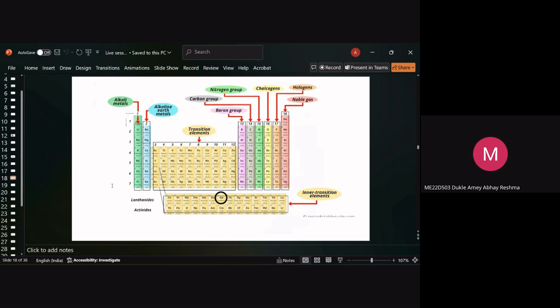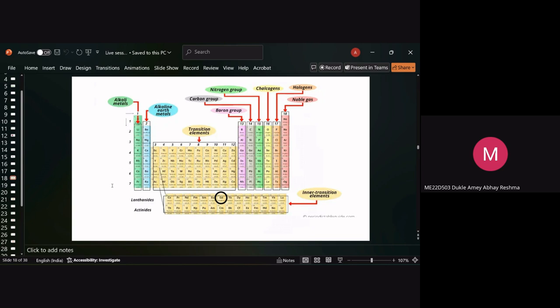Then there are the transition elements, which are basically group 3 to group 12. In the second last and the last rows, you have two more groups. Basically these are the lanthanide group and the actinide group. In the lanthanide group we have gadolinium.